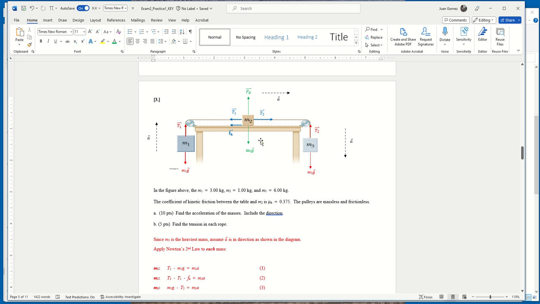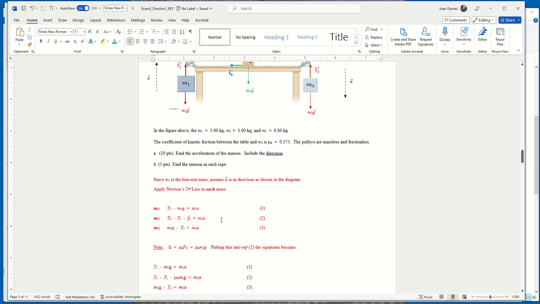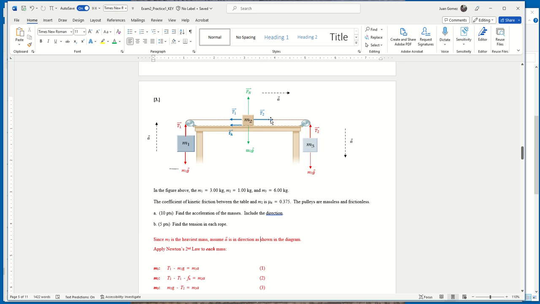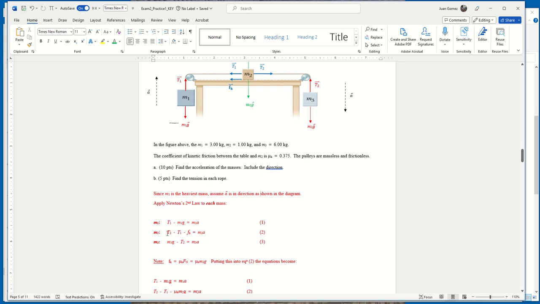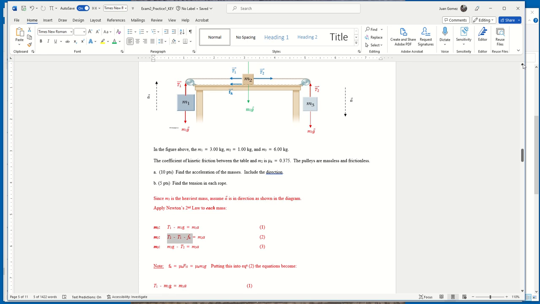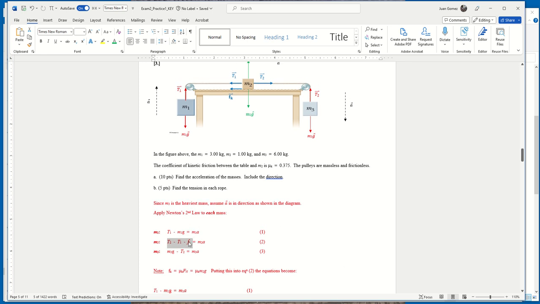Now let me apply it to M2, but in the x direction. We'll worry about the y direction in a minute. Let me apply Newton's second law to M2, and I'm doing the x direction right now. Well, T2 is positive, T1 and Fk are negative. So I have T2 minus T1 minus Fk. Just look at the diagram. T2 minus T1 minus Fk. But clearly, T2 is positive, T1 and Fk are negative. So that's the sum of the forces. There's 3 of them. What does that sum equal? M2 times A, mass times acceleration.